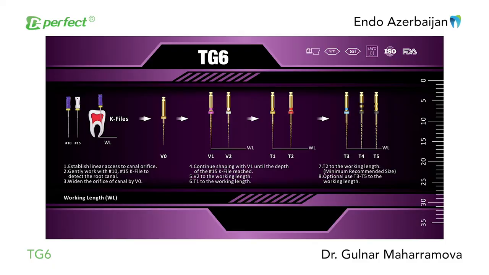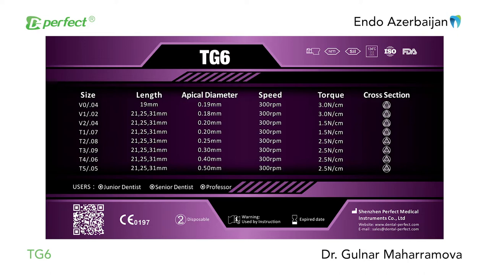Let's take a closer look at the file range. The file system is made of an advanced modern metallurgy, which allows it to be more flexible and more resistant to cyclic fatigue. There are two types of files according to their function. V-type is for shaping and T-type is for finishing the shaping. It is crucial to know that the system has a triangle cross-section. The files are to be used at 300 RPM and at a torque between 1.5 to 3 Newton centimeters.